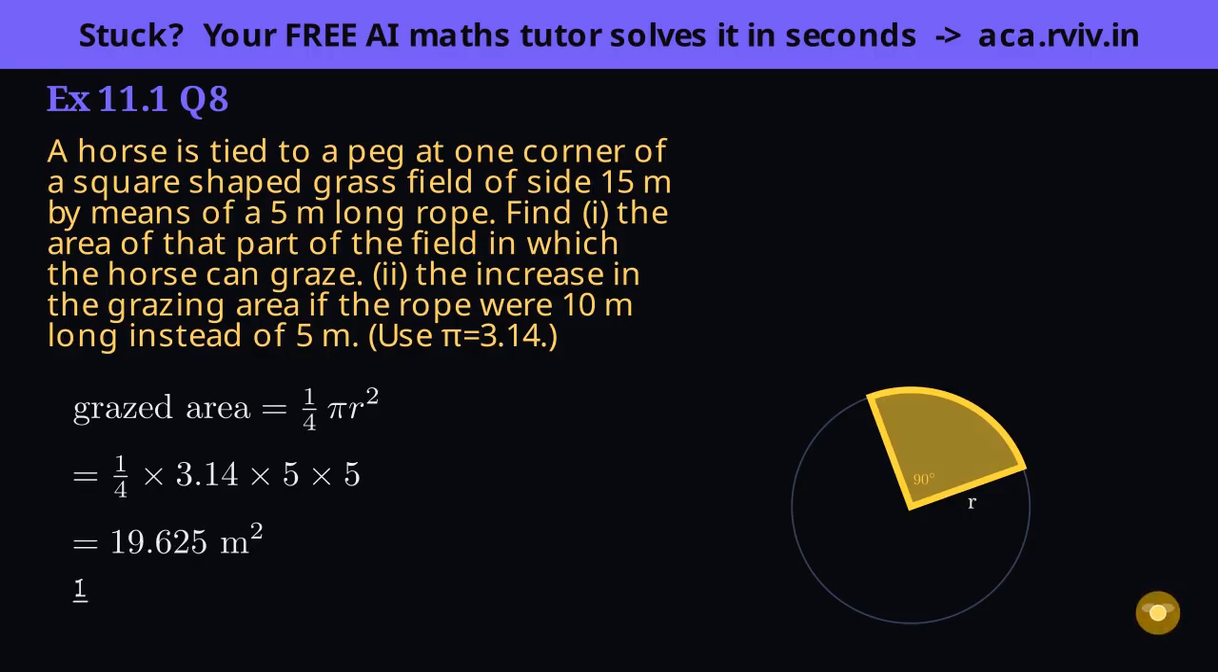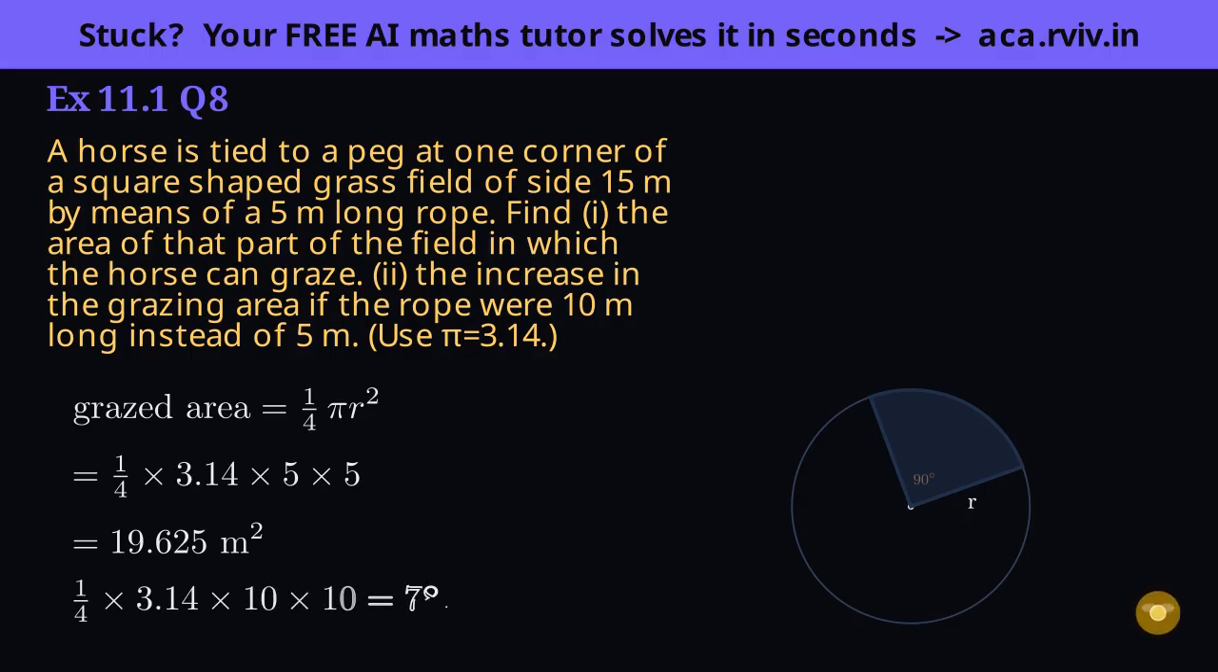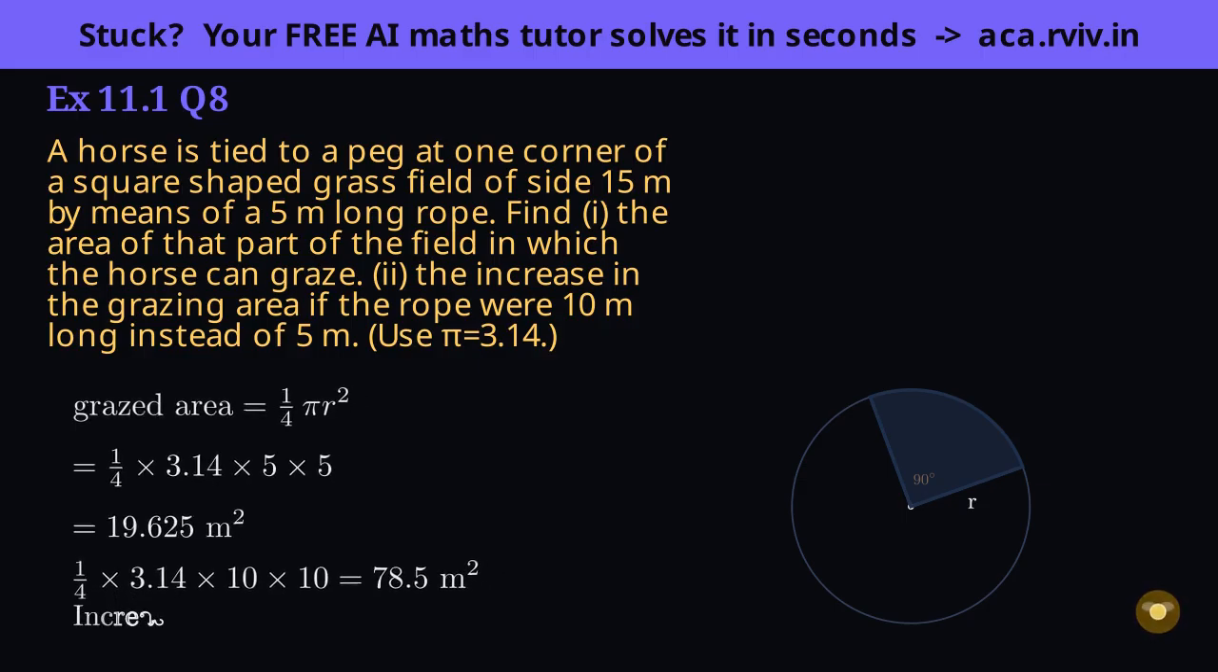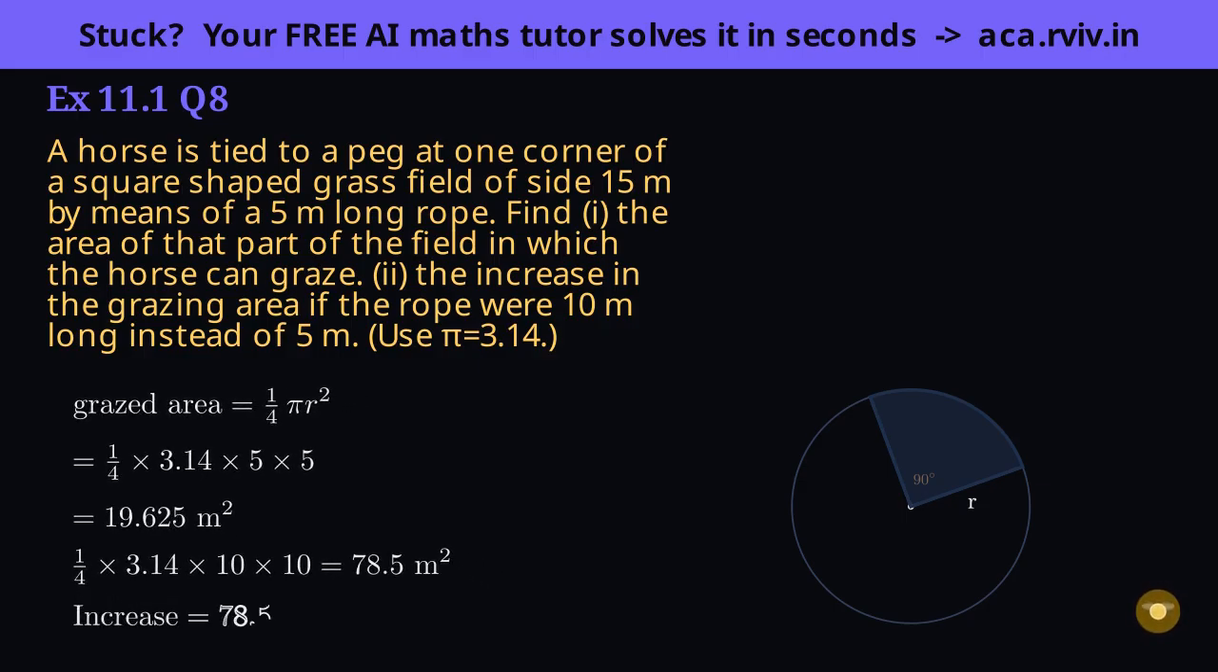Part 2. Lengthen the rope to 10 meters, same quarter circle, bigger radius. Note the field is 15 meters wide, so a 10-meter rope still fits inside without hitting the far fences. The quarter circle stays clean. The question asks for the increase, not the new total, so we subtract the old grazing area from the new one.